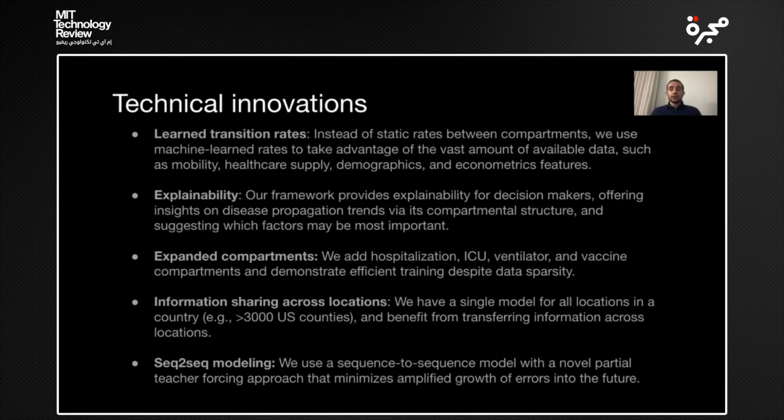Here is a list of our technical innovations that I will not go into details on, but just to recap, we propose learned transition rates. So instead of using static rates, we have time-varying machine learning functions that map these variables into time-varying rates. And this allows us to take advantage of different data sets that we integrated, including mobility, healthcare supply, demographics, econometrics, and so on.